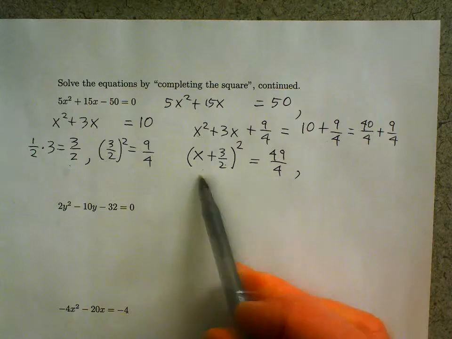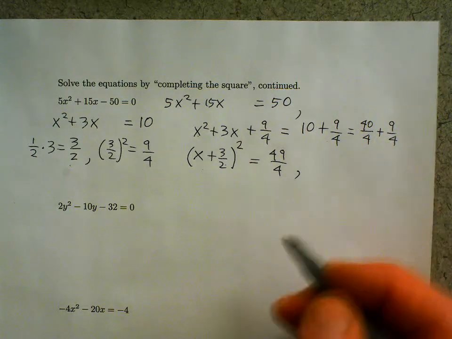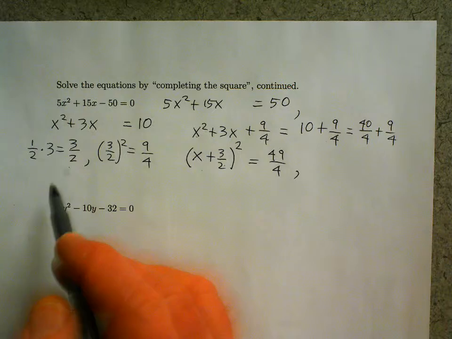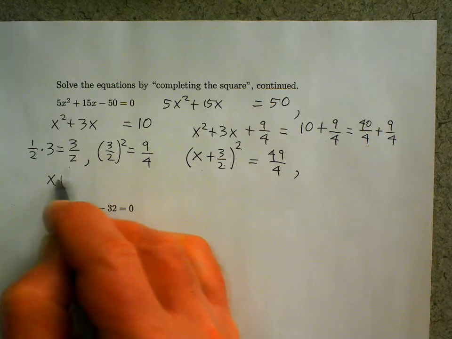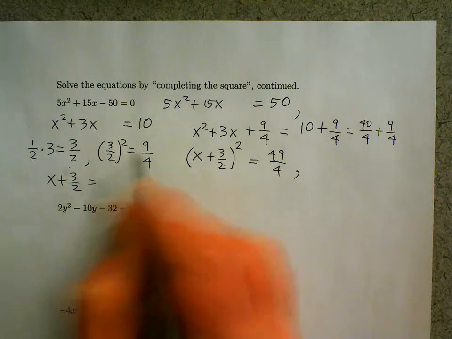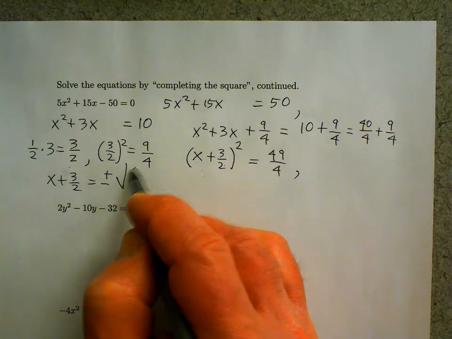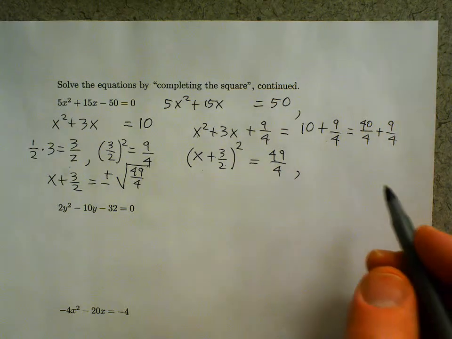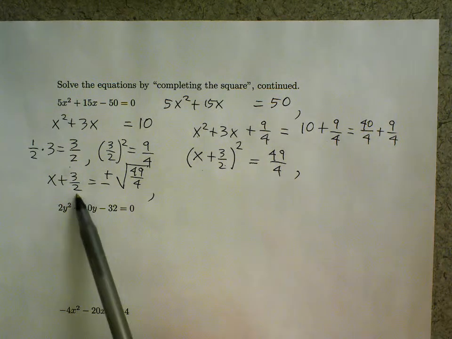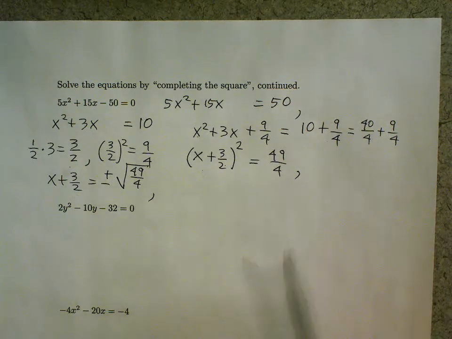Now we apply the square root property. So I'll write that down here. Apply the square root property, we get x plus 3/2 equals positive and negative square root of 49/4. In the next step, we'll subtract 3/2 from both sides, and then the square root of 49/4 simplifies.